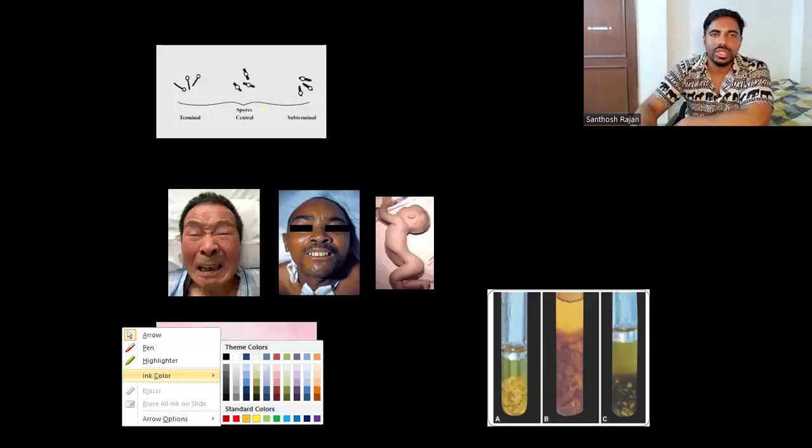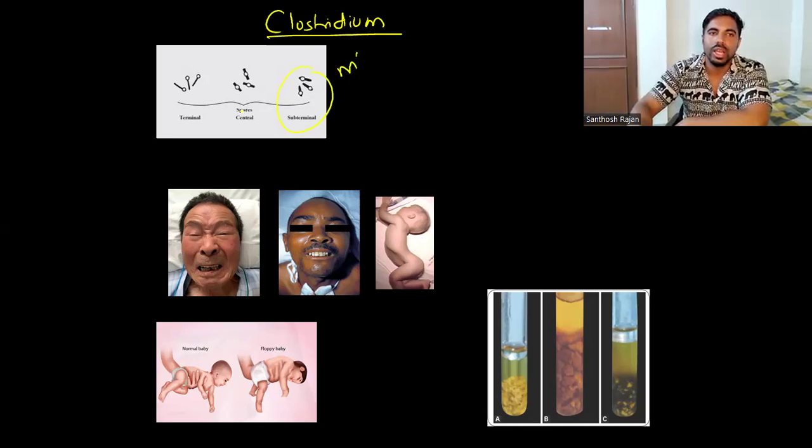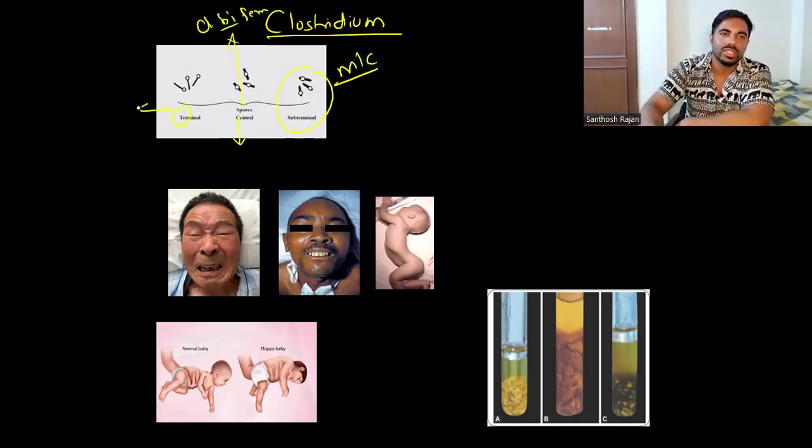Now these are about Clostridium. When you're talking about Clostridium, spores are important. The most common is the subterminal spore. And spores can be central. If the spore is central, then that is Clostridium bifermentans. And then terminal. If it is terminal, you have two that we already discussed. One is your Clostridium tetani, the other one is your Clostridium tertium. Tetani will be drumstick appearance, whereas tertium is tennis racket. R for racket.